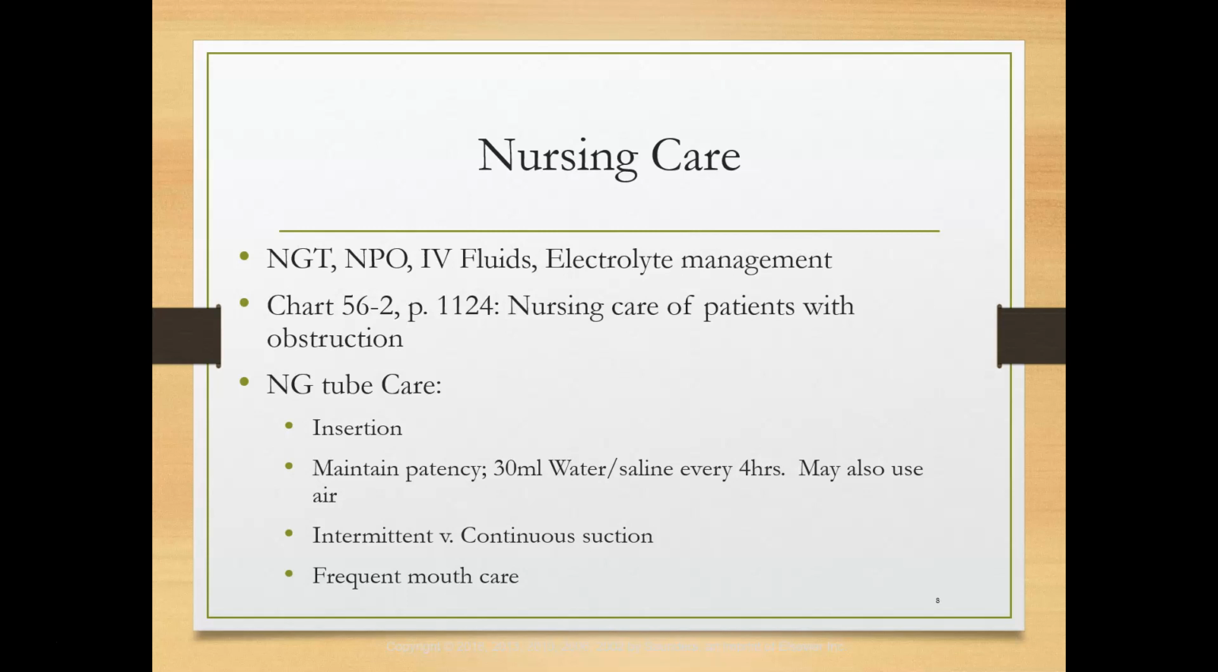Your NG tube, a Salem sump, has the blue pigtail, which is the air vent. The Levine tube, which is rarely used, does not have an air vent and does not function unless it is connected to suction. An incomplete mechanical obstruction can be treated with an NG tube. If it is caused by a lower fecal impaction, it usually resolves after the patient has been disimpacted.